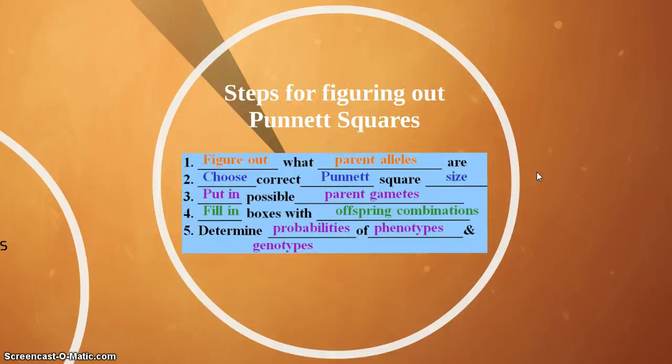Secondly, you're going to choose the correct Punnett square size based on the number of gametes. Right now, this is pretty easy because we're only looking at one trait, so it's only going to be a 2 by 2. Number 3, you're going to put in those possible parent gametes across the top and down the side. Number 4, fill in the boxes with the possible offspring combinations, and then you need to figure out the phenotypic and genotypic ratio.